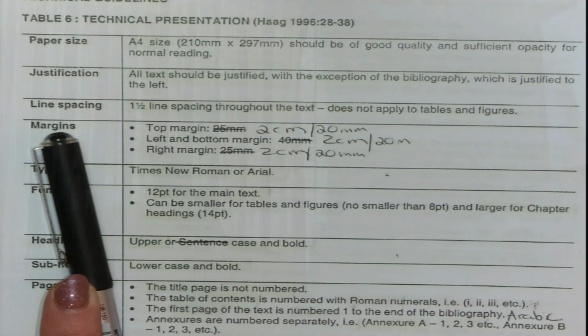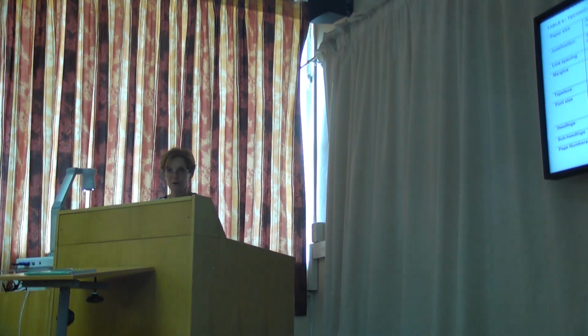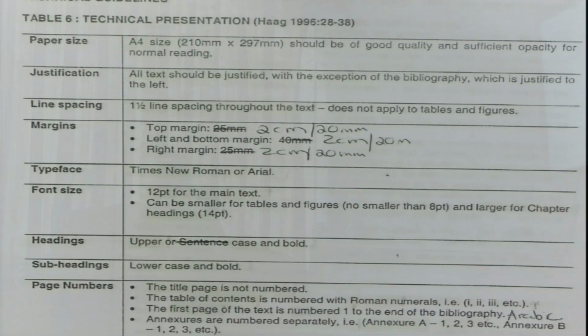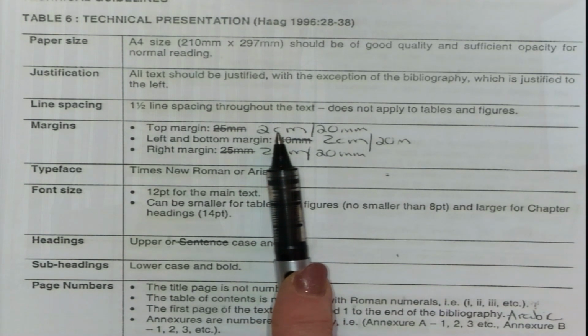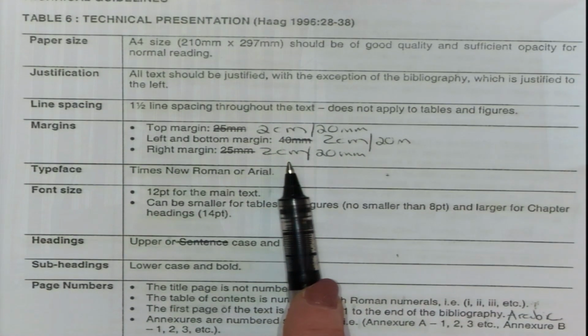What does the word margin mean? Anyone help me? On the outside. Okay, your margin is your outside border. Good. So your outside border on your computer is set by default at 2.5, which means it's more than 3 centimeters. But VUT prescribes that your margins should be 2 centimeters all around.